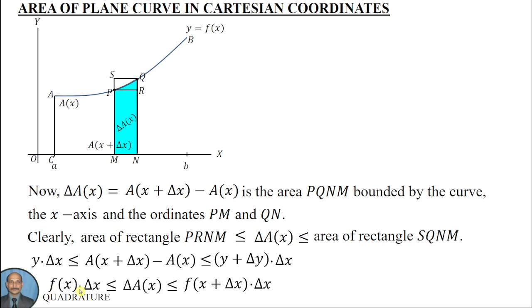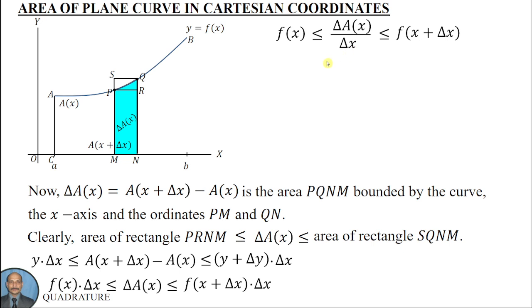Now let us divide each term in this inequality by Δx. Dividing the left hand side by Δx, we can write f(x) is less than or equal to, dividing ΔA by Δx, we get ΔA/Δx, less than or equal to, dividing the right hand side by Δx, we get f(x + Δx).